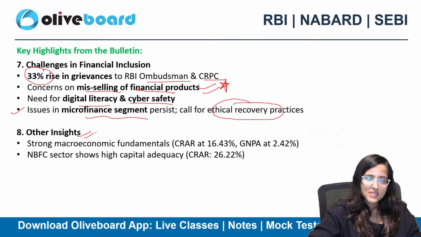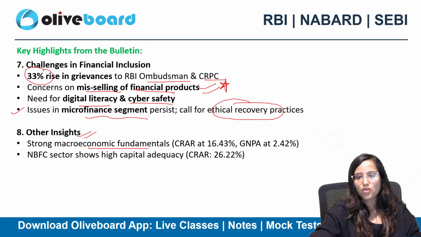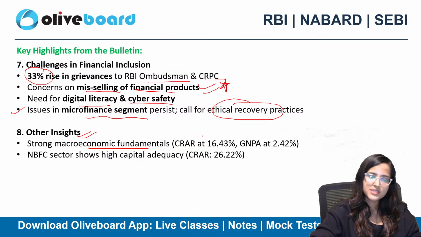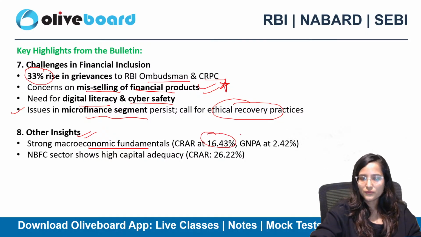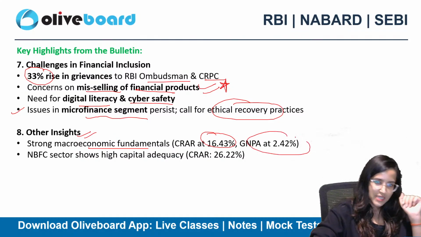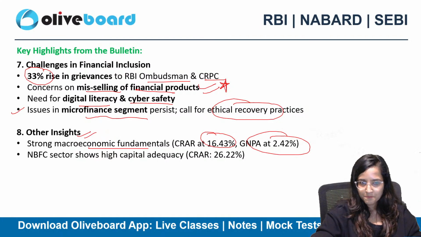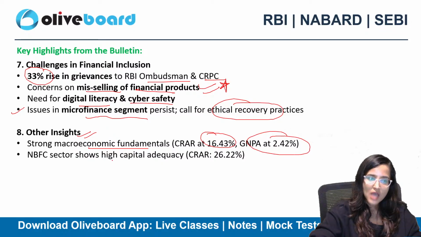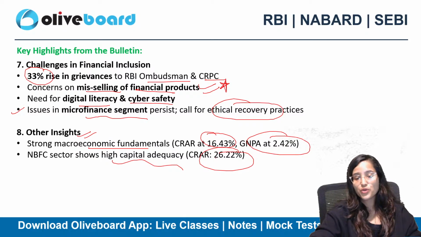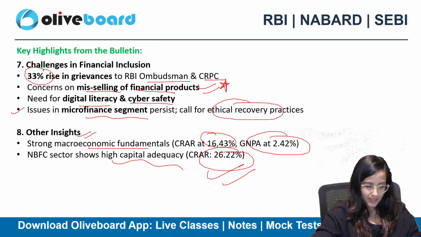And if we talk about the other insights, then there are strong macroeconomic fundamentals. CRAR is at 16.43% and gross NPA is at 2.42%. The NBFC sector shows high capital adequacy with 26.22% CRAR.